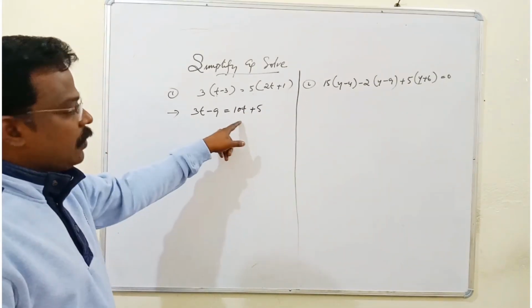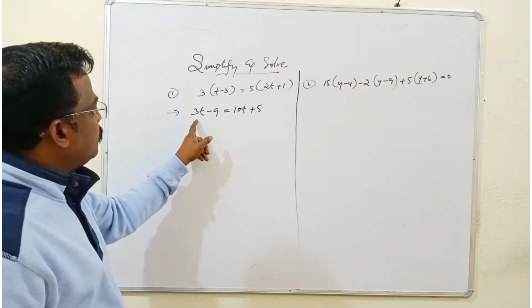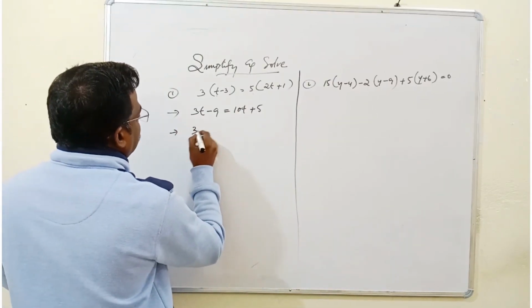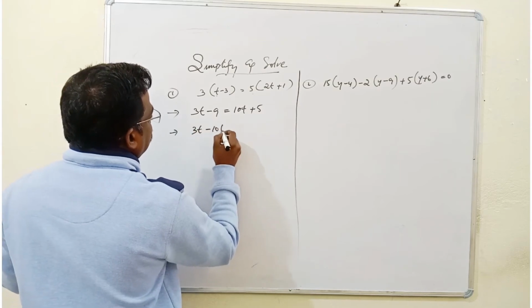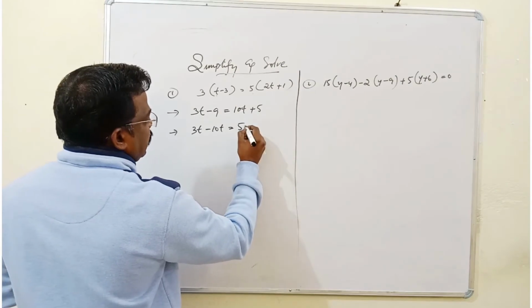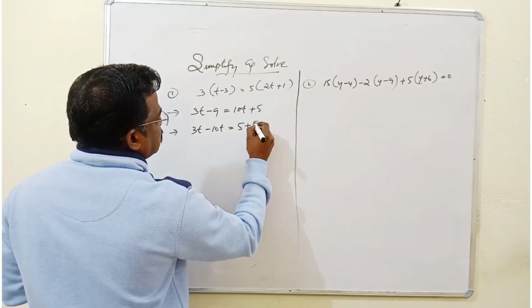Okay, now somewhat you got it. So now the next step is to keep the variables together. That is 3t minus 10t equals 5 is here. This 9 will go to this side, then plus 9.